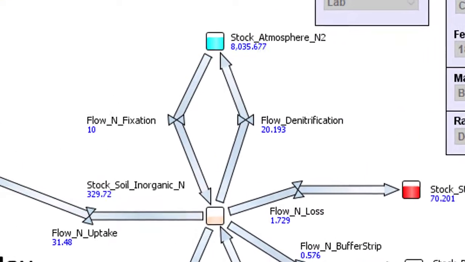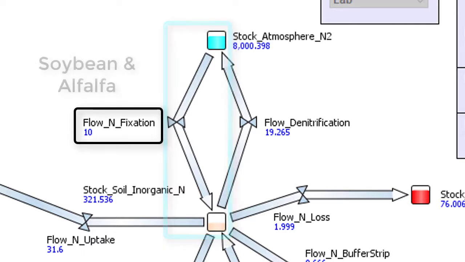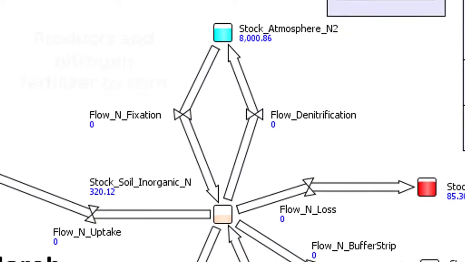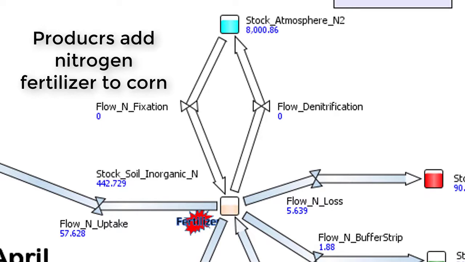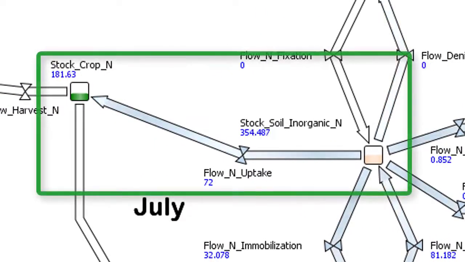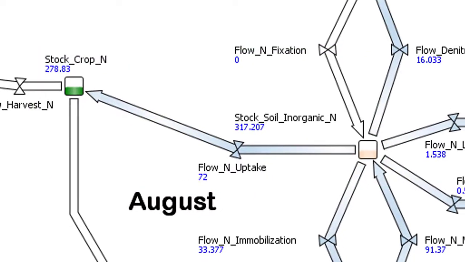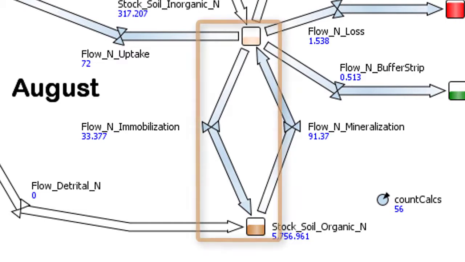Nitrogen stocks in the atmosphere flow into the farm's soil inorganic nitrogen stock naturally via the process of nitrogen fixation by legume crops, soybean and alfalfa. For other crops, such as corn, producers add nitrogen fertilizer. Soil inorganic nitrogen may flow to crops through nitrogen uptake or be assimilated by microbes to become soil organic nitrogen through immobilization by microbes.